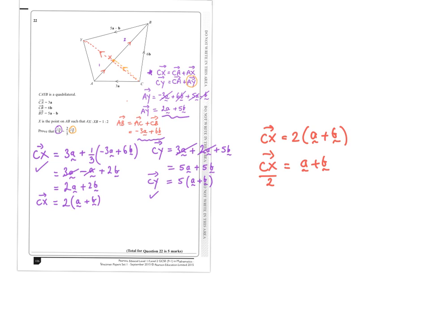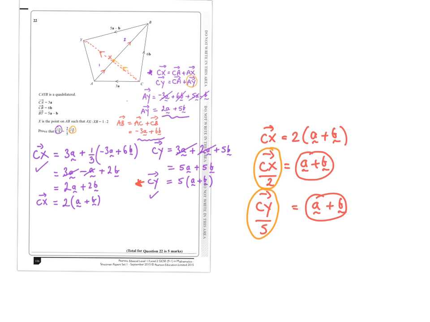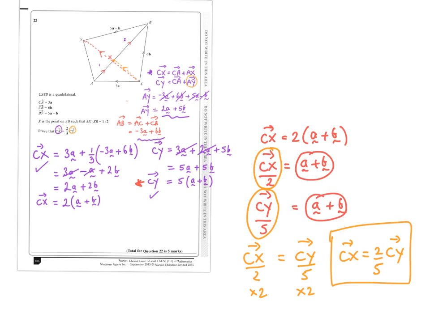From here we can have cy over 5 is a plus b also. And if you think about it, that's worth a plus b, this is worth a plus b, so that would mean that this is equal to this. And if we write that, then we can multiply both sides by 2, and we end up with cx equals 2/5 of cy, which is what we needed to prove.